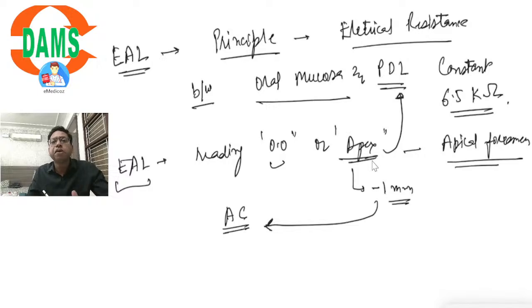So what is important to remember here? The working principle of the electronic apex locator: it determines the electrical resistance between the oral mucosa and the PDL, which is 6.5 kilo ohms, constant for all human beings. Secondly, whenever an electronic apex locator indicates apex, it means the file is contacting the PDL, or is at the apical foramen or major diameter. We have to subtract 1 millimeter from that reading to get the working length for the root canal procedure. These are the important aspects of working length determination in short form.